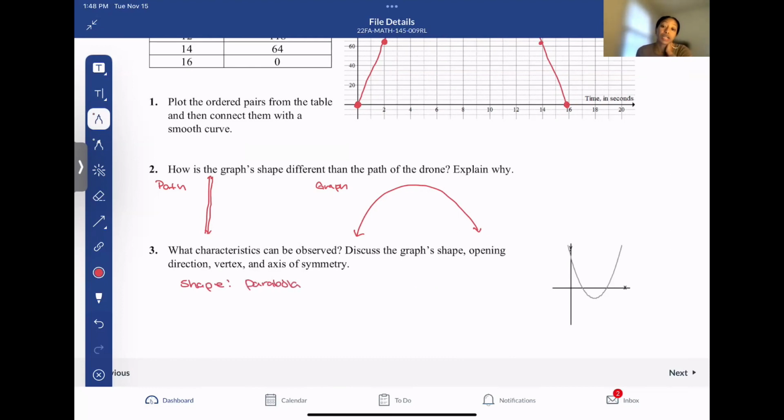And in particular, your parabolas can open either upward or downward. This is an example of a downward opening parabola. So a parabola that opens downward. That just means that the graph is decreasing on both sides. It's going down on both sides. What else are we asked about? Oh, this is the shape and opening direction.